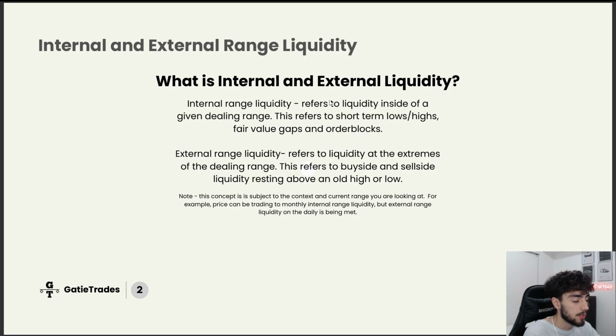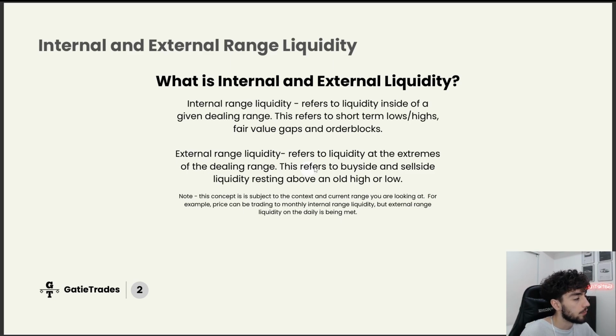Internal range liquidity simply refers to liquidity that is resting inside of a dealing range. So this can refer to 3 types of things. This can refer to short-term lows and highs. This can refer to fair value gaps and order blocks. Now, a lot of people don't know this, but yes, order blocks is a form of internal range liquidity because that is where orders are paired by smart money and the algorithm to send price lower. Similar concept to the fair value gap.